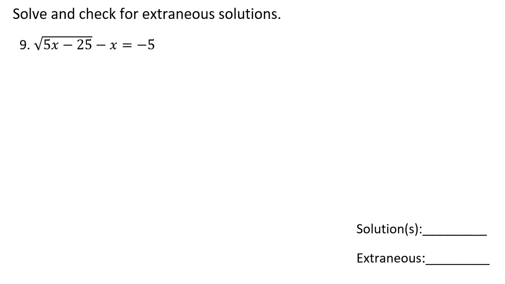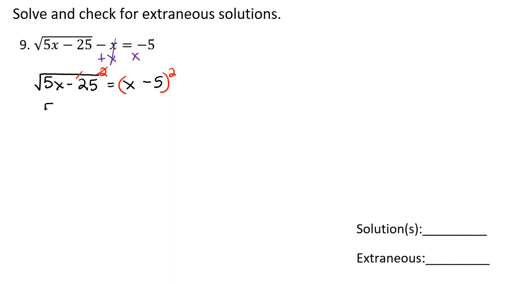Number 9, asking us to solve and check for extraneous solutions again. This time we can notice that the square root is not by itself. There's a minus x next to it, and we need to move it out of the way. So we're going to add that x over to where the 5 is. So we're going to have the square root of 5x minus 25 equals x minus 5. Don't forget your square root here. Then we're going to get rid of the square root by squaring. Once again, square the quantity, not each individual one.